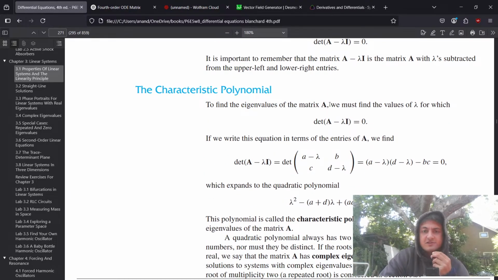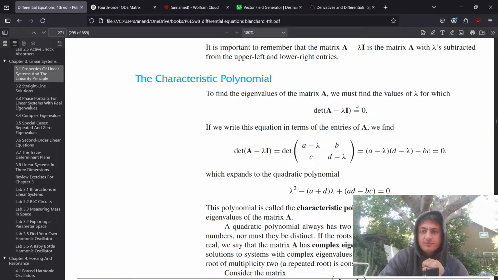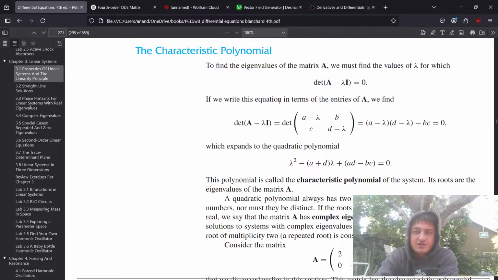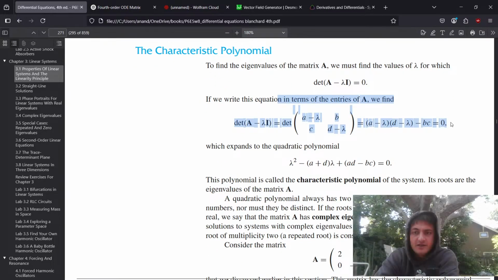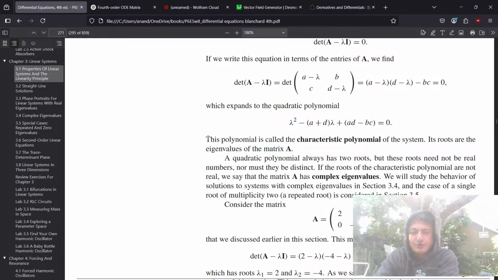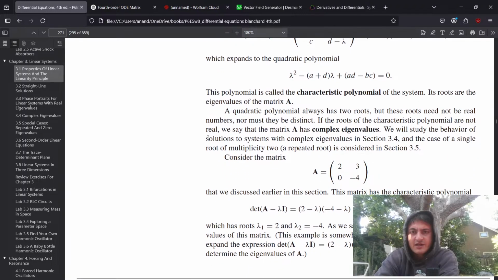All right, the characteristic polynomial. To find the eigenvalues in the matrix, we must find the values for which the determinant of A minus lambda I is equal to 0. If we write this equation in terms of the entries of A, we find that, which expands to the quadratic polynomial, that this polynomial is called the characteristic polynomial of the system. Its roots are the eigenvalues of the matrix A.